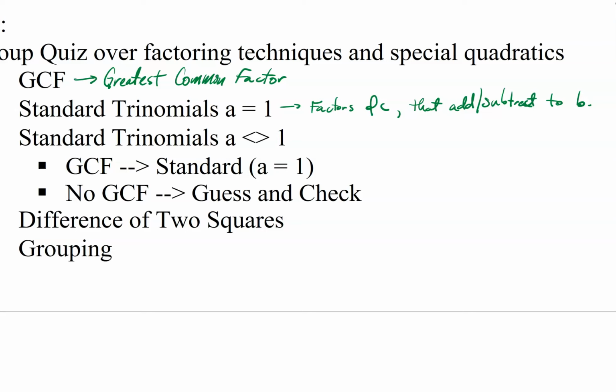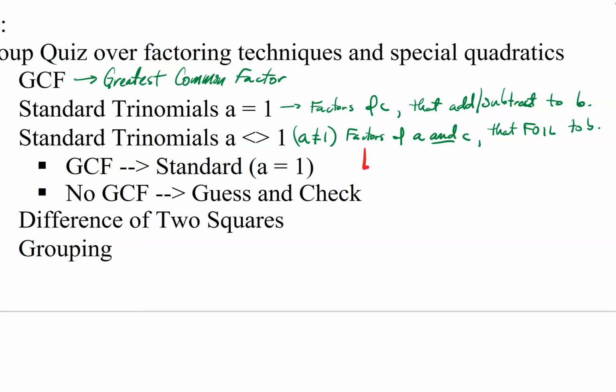Now, standard trinomials with a not equal to 1, I use this symbol here when I'm typing not equal to. We see that in some coding languages. But this little phrase here means that a is not equal to 1. In this case, we had to find factors of a and c, so factors of the beginning and the trailing coefficients. And the factors of a and c, you have to choose those carefully so that they FOIL. They don't just necessarily add or subtract, but they have to FOIL together to make b. So this one was a little bit more complicated.